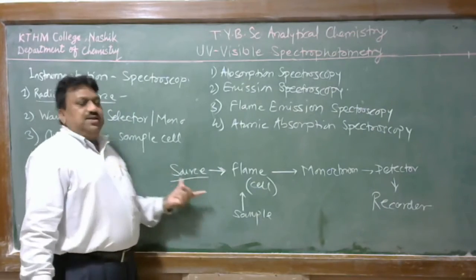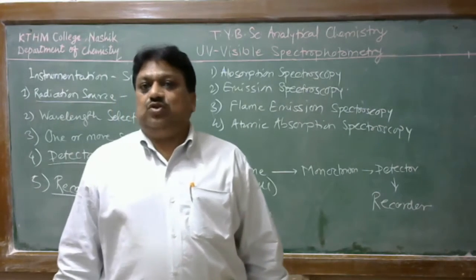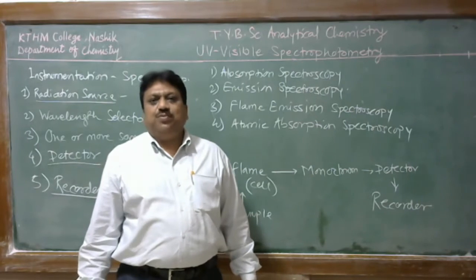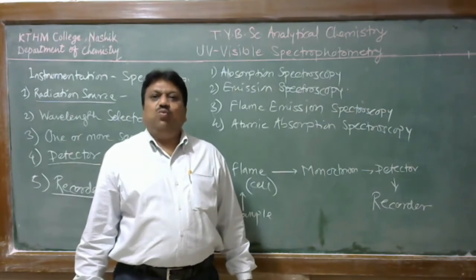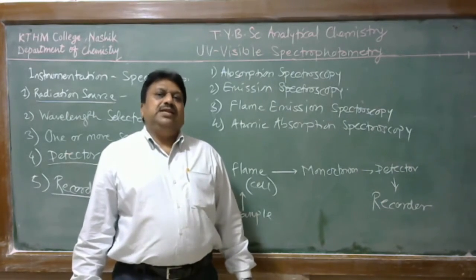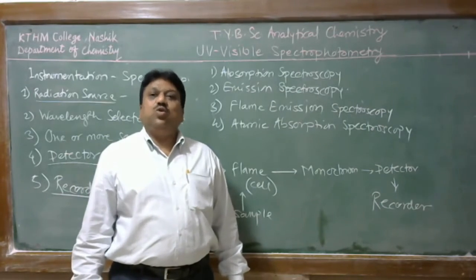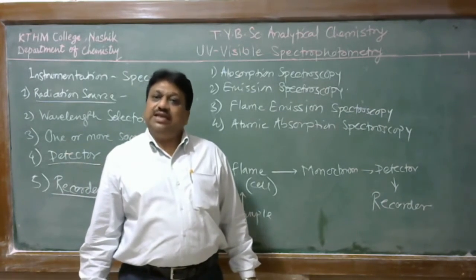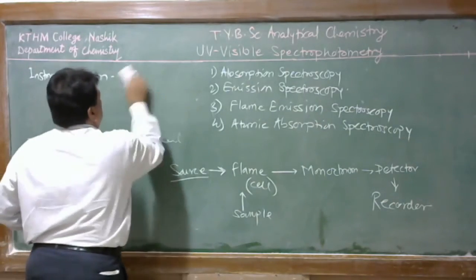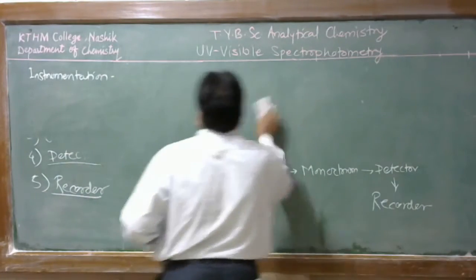Students, now we discuss the instrumentation which is used in molecular absorption spectroscopy. The instruments used in molecular absorption spectroscopy are of two types. One is called a colorimeter and the second is called a spectrophotometer. This classification is based on the type of region, that is, the electromagnetic region, utilized for the chemical analysis.